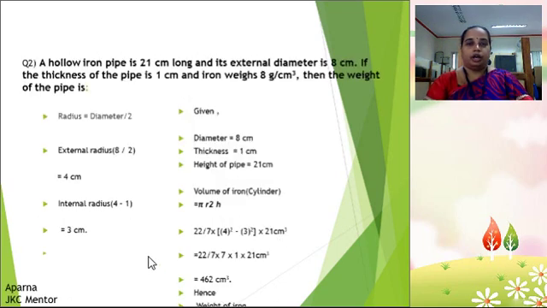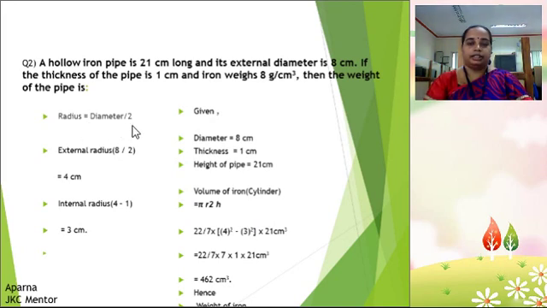Next one is a hollow iron pipe is 21 centimeters long and its external diameter is 8 centimeters. If the thickness of the pipe is 1 centimeter and iron weighs 8 grams, then the weight of the pipe is. Here diameter is given, thickness is given, height of the pipe is given. So here radius is not given. The formula for volume of the iron is pi r square h. To calculate the radius, we are going to apply the formula diameter by 2.